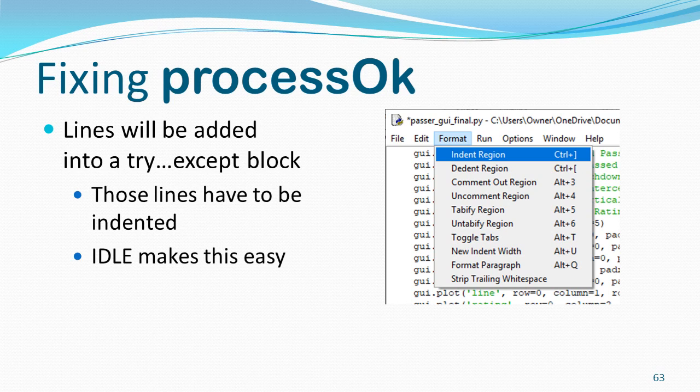So the way to do that is to change the process OK function. So we're going to take our current lines, and they're going to have to be included into a try except block. So those lines have to be indented. And if you remember, IDLE makes this quite easy. All you have to do is highlight the lines that you want to indent and then use Format, Indent Region.